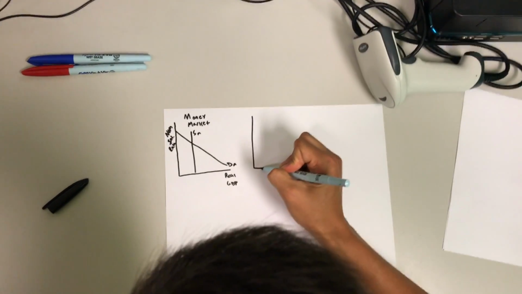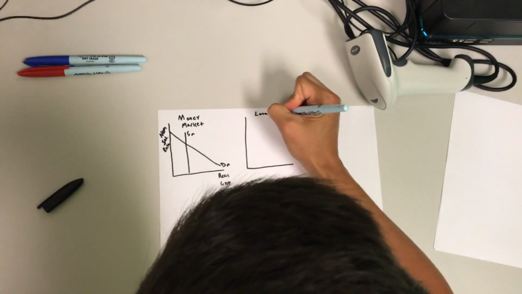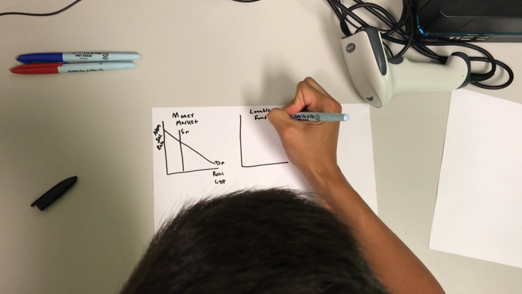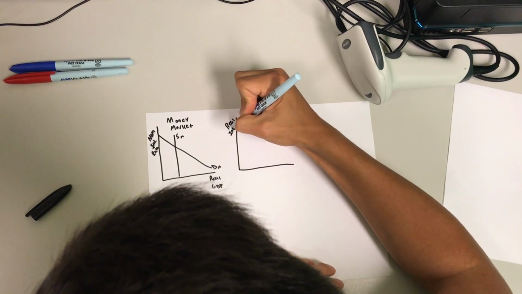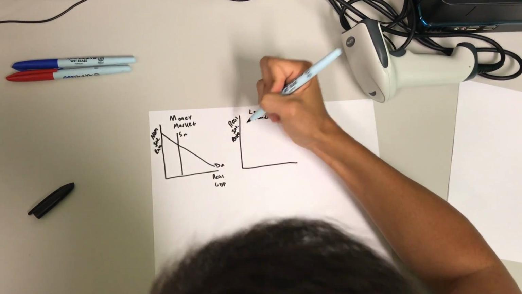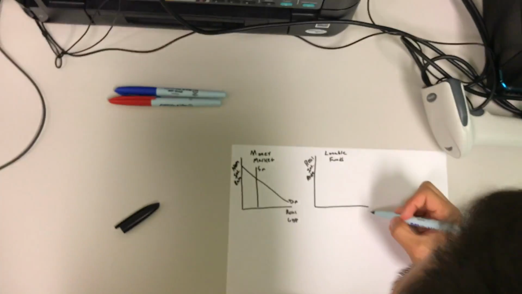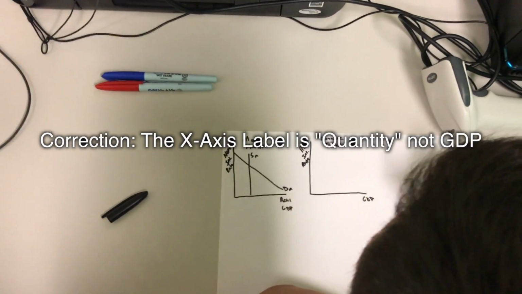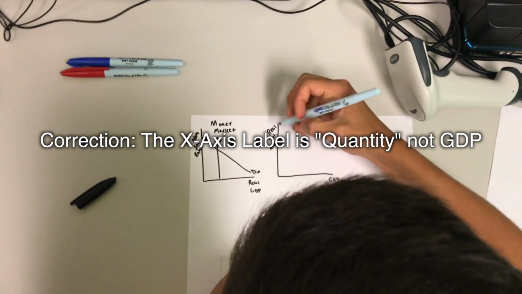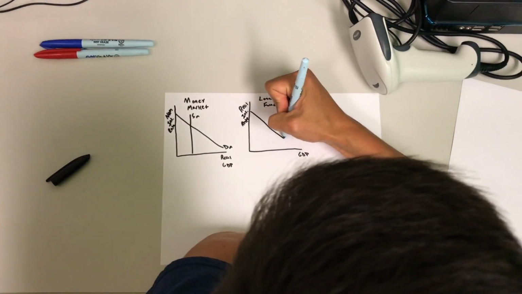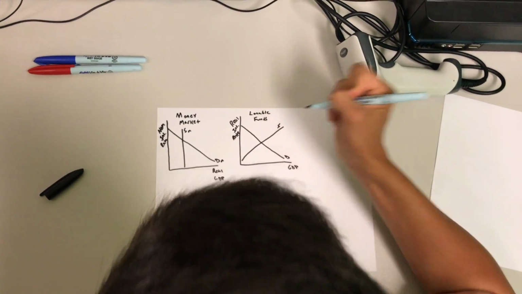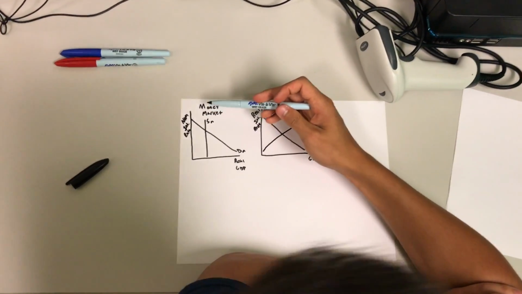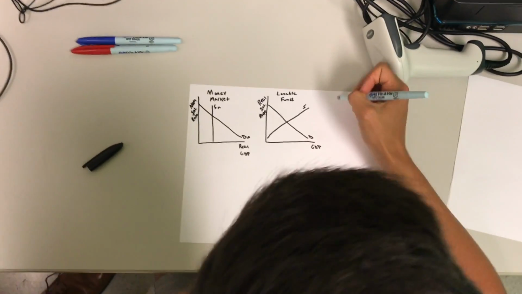Alright, and then next to that, we're going to have the loanable funds graph. And this is the real interest rate, and GDP. And this is going to have demand, supply. And this one, the supply curve is vertical.